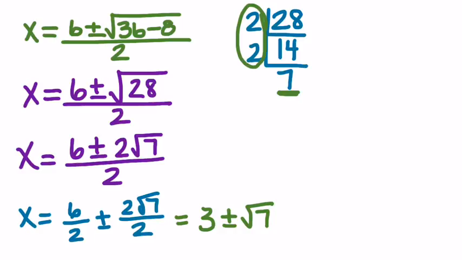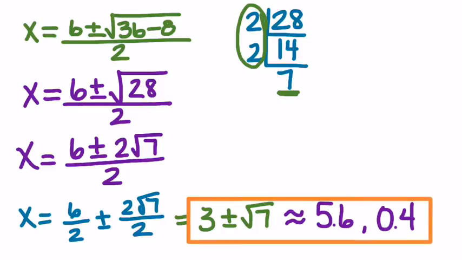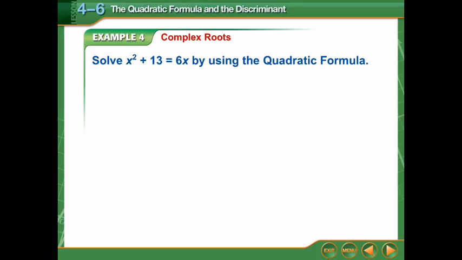Now, if the problem said to approximate the roots and to round, then we could type this into our calculator, and we would do 3 plus the square root of 7, which is about 5.6. And then I would do 3 minus the square root of 7, which is 0.4. And it depends on what the direction said if you're rounding to the nearest 10 or 100. So if it says to give an exact answer, then 3 plus or minus the square root of 7. If it said to approximate, then you can round.